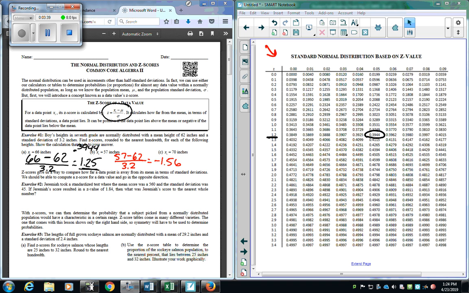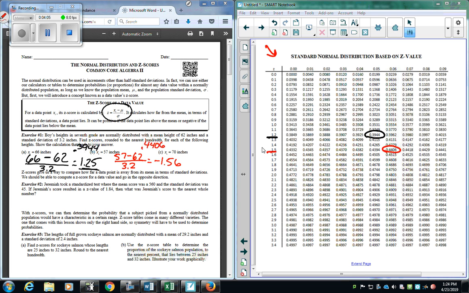Now for the other one, negative 1.56, you go to 1.5, which is here, then go to the 0.06 value, which would be this one. And that is 0.4406 away from that mean. The fact that it's negative means it's on the left side.